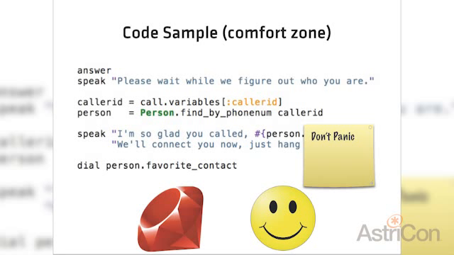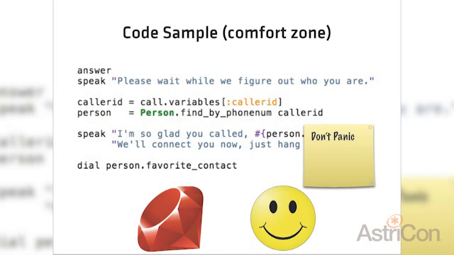So here's a better way to do it. This is an example of a little tiny bit of Ruby code that does effectively the same thing. Take the caller ID. This Person with a capital P is, in Ruby terminology, a model, and it maps to a database table. So we use that to look up the person by their caller ID, and then we speak back to them this pretty string. I'm so glad you called. We'll connect you now. Just hang on.